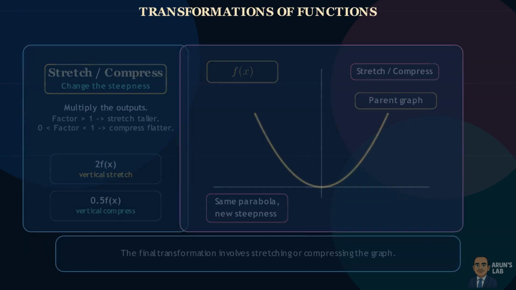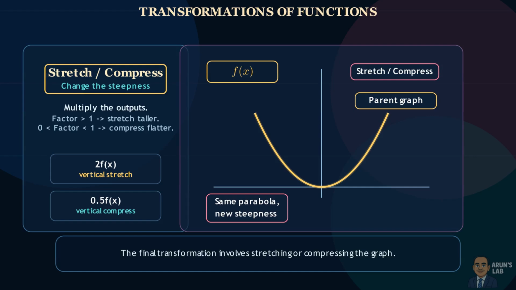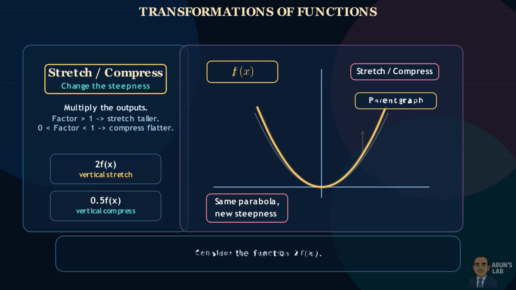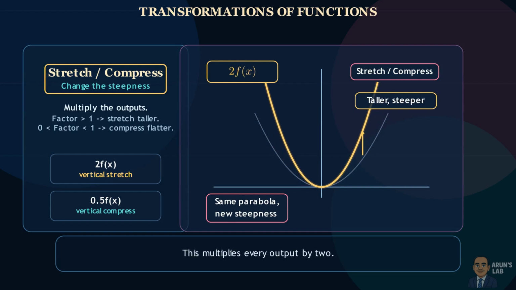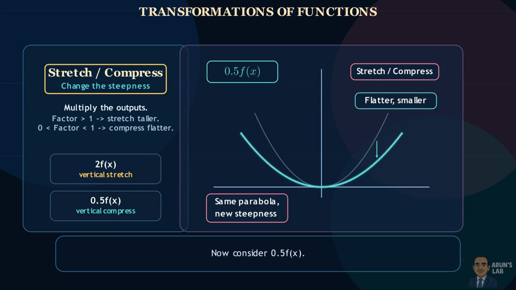The final transformation involves stretching or compressing the graph. Consider the function 2 times f of x. This multiplies every output by 2. The graph becomes taller and steeper. This is called a vertical stretch. Now consider 0.5 f of x, that means 1 by 2 f of x. The output becomes smaller and the graph becomes flatter. This is called a vertical compression. The shape remains the same, but the graph becomes stretched or squeezed.